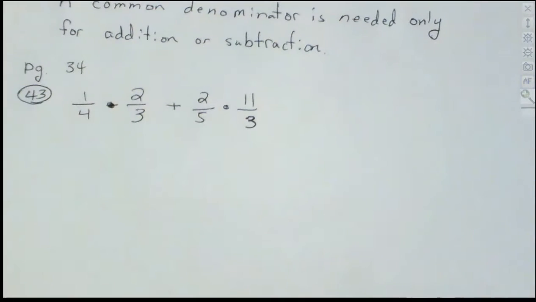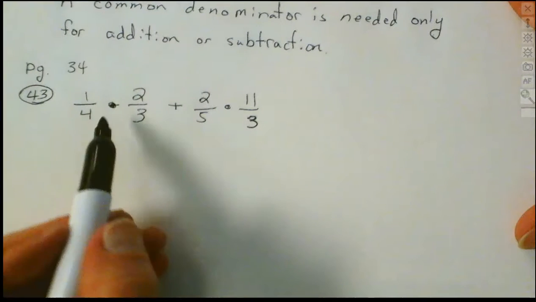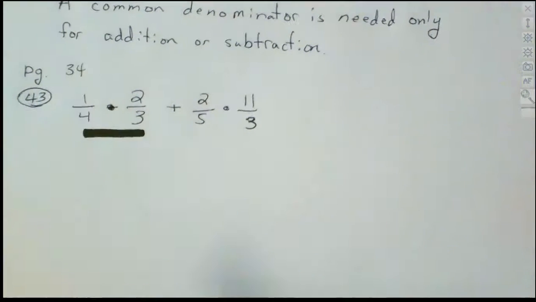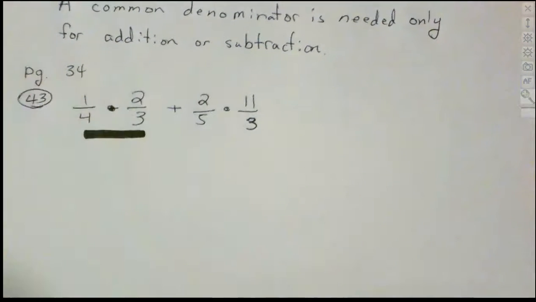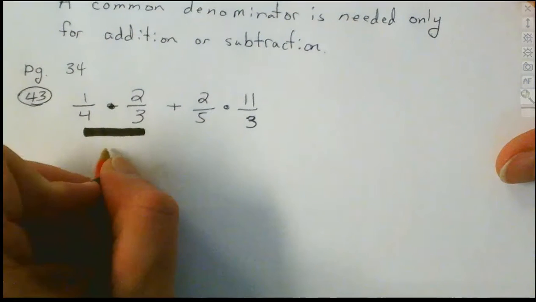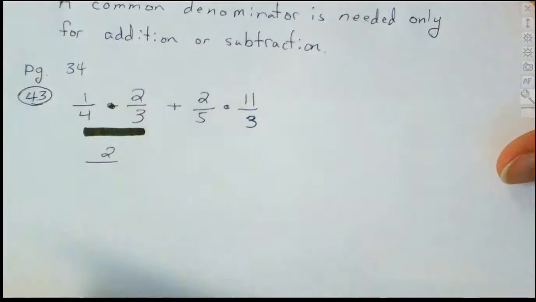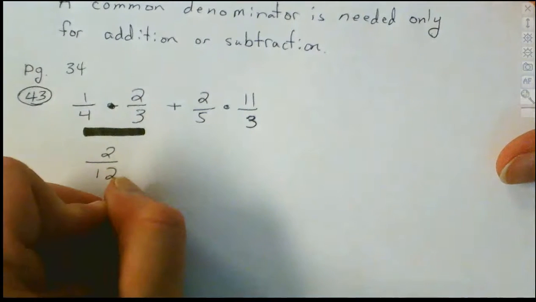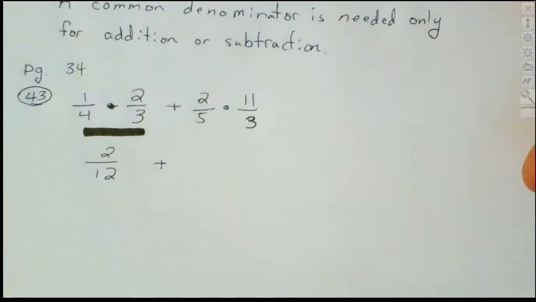Now, when we multiply, do we have to have common denominators? No. Only time we have to have common denominators is when we add them together. Okay? Multiplication, we don't need that. So these can get multiplied together. So these are going to go together first. And we just multiply the numerators together. So 1 times 2 is a 2. And 4 times 3 is a 12. So we just multiplied it across the top and across the bottom.